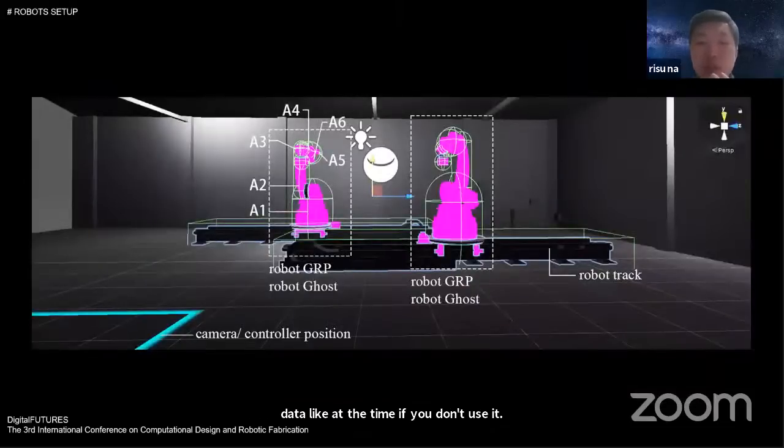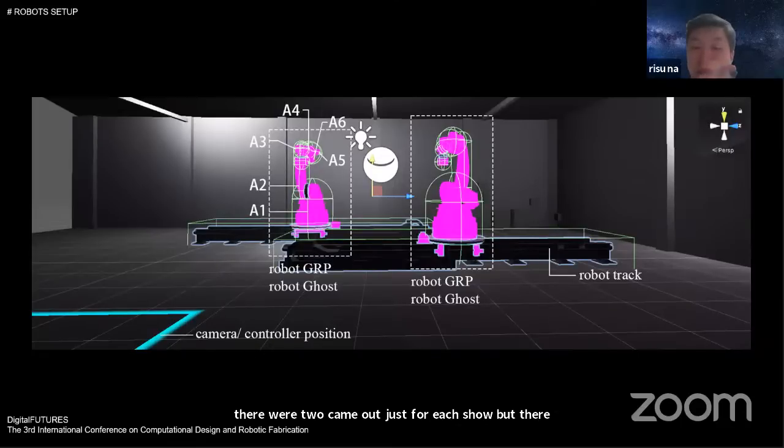From the setup point of view for the robots, we set up this scene in the Unity engine. There were 2 game objects for each robot. One game object is the robot group, and the other is a robot ghost. The robot group is the robot you're actually seeing in the scene, and it matches the physical robot in real time, with synchronized motion.